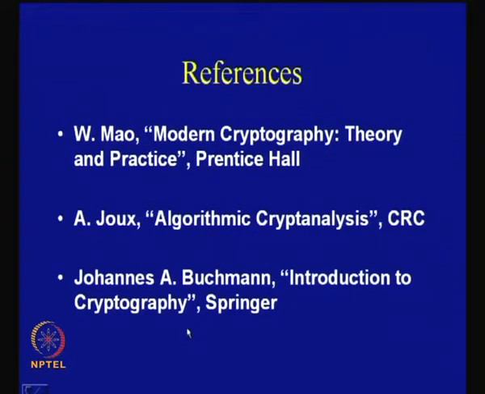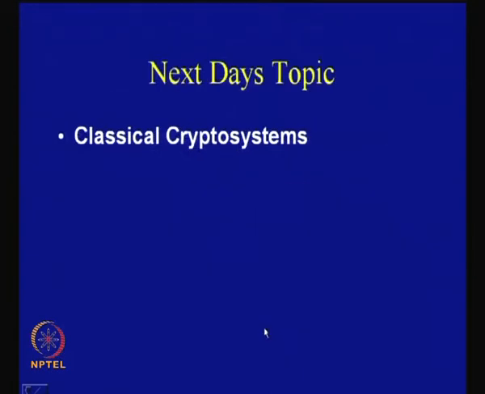The references that I have used are Wenbo Mao's Modern Cryptography: Theory and Practice, and some of the things which I have taken from Algorithmic Cryptanalysis by Antoine Joux, and Buchmann's Introduction to Cryptography, a Springer book. In the next day's topic we will take up classical cryptosystems and discuss some classical methods of doing cryptography.